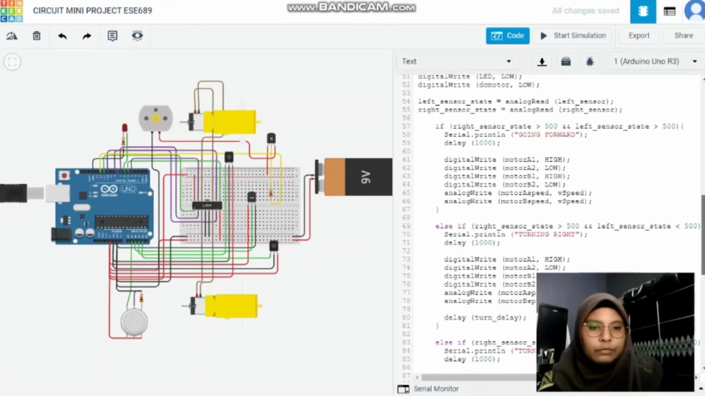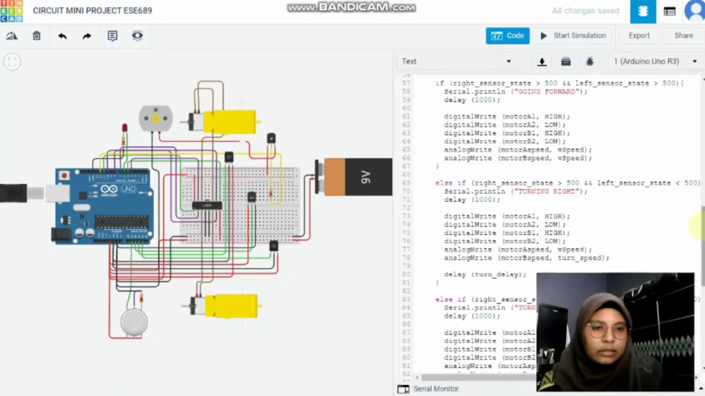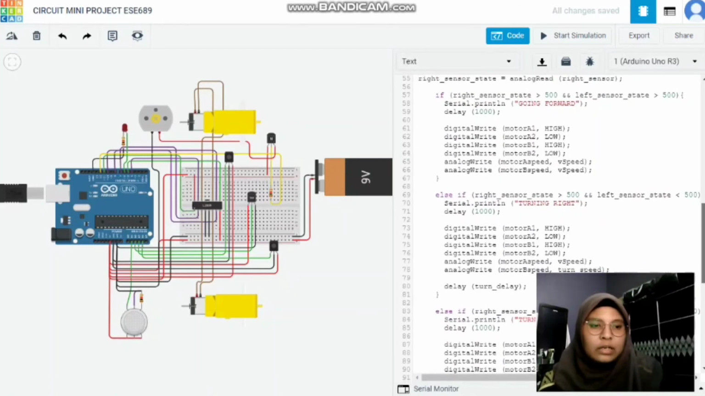At lines 54 and 55, this is the initialization of the left sensor and right sensor. We also find an if-else statement inside the if-else statement of temperature lower than or equal to 50. If the right sensor state is more than 500 and the left sensor state is more than 500, we will be going forward. And for that, motor A speed and motor B speed will produce the same velocity.